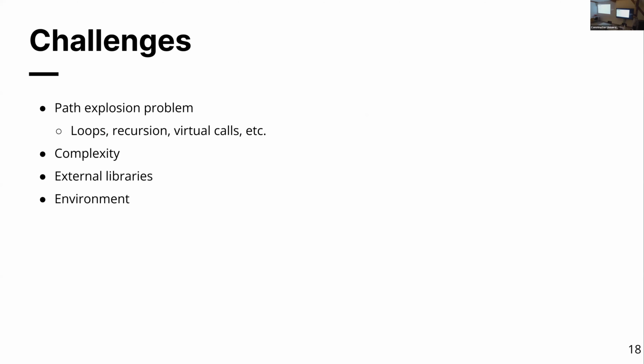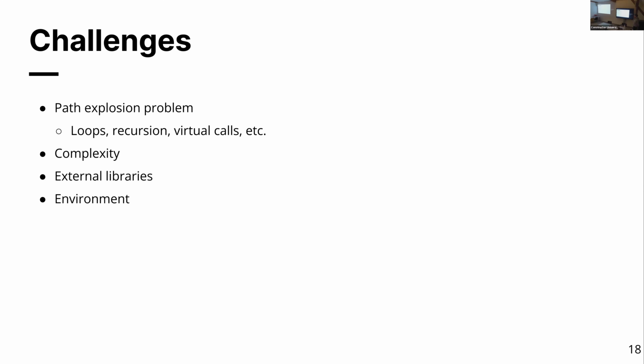Yeah, so to summarize, what are the main challenges of symbolic execution? One of the main challenges, as I mentioned before, is path explosion. Real world programs have a lot of execution paths, and it just requires a lot of system memory and a lot of time to analyze all of them, and you just can't do it anyway.